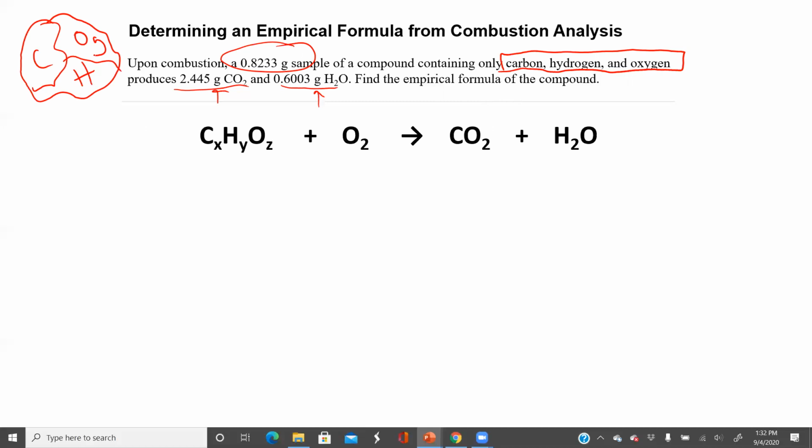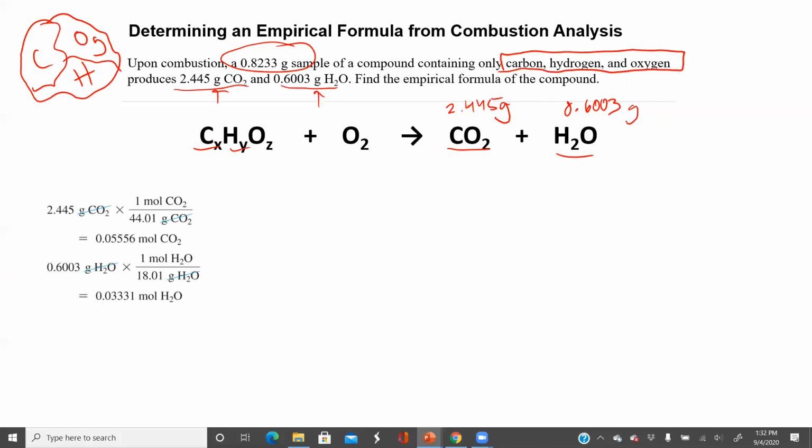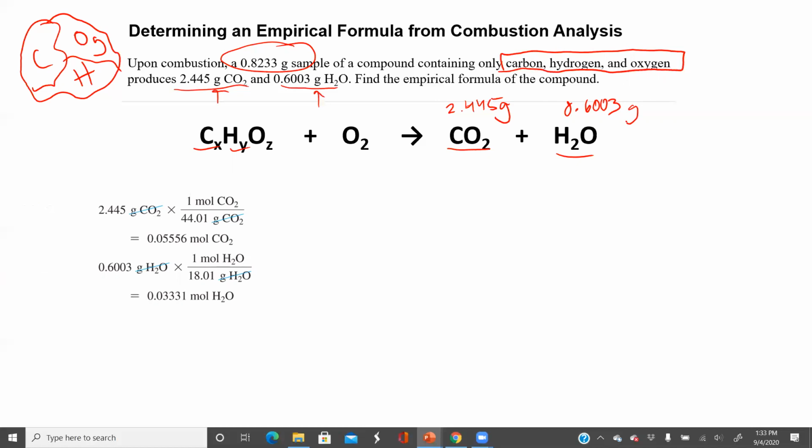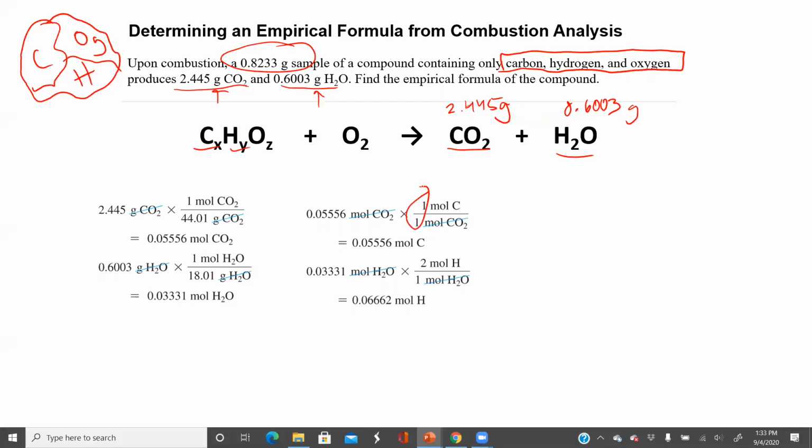So all of the carbon goes to the CO2, which we have as 2.445 grams of CO2. All of the hydrogen goes to H2O, 0.6003. So we need to convert those masses to masses of just those elements. So the first thing, convert 2.445 grams of CO2 to moles of CO2, and then convert the 0.6003 grams of H2O into moles of H2O. We did that earlier. And then, just like before, we convert the moles of CO2 to moles of carbon. And again, it still has that 1-to-1 mole ratio. And we convert the moles of H2O to moles of hydrogen, and that still has the 2-to-1 mole ratio.